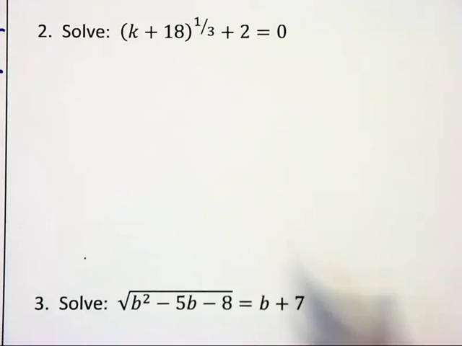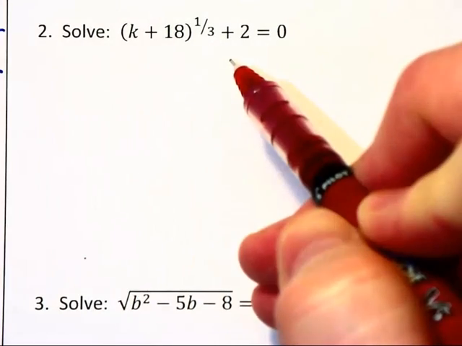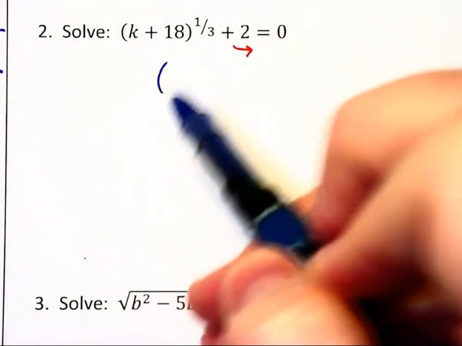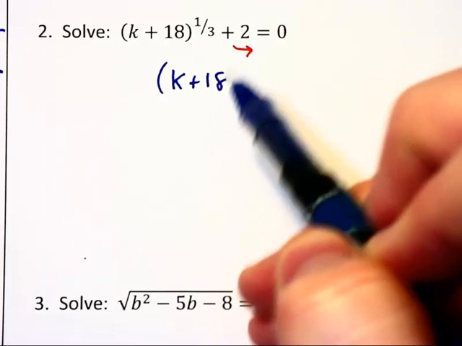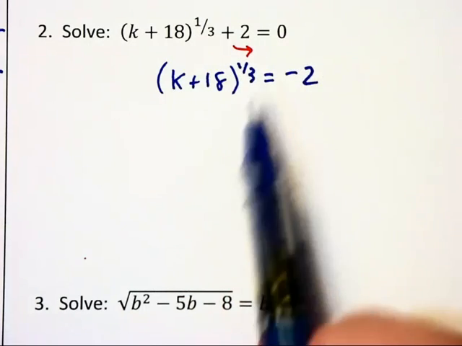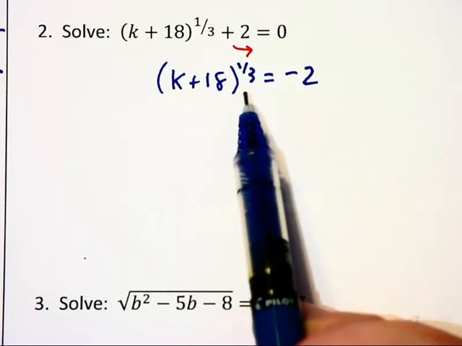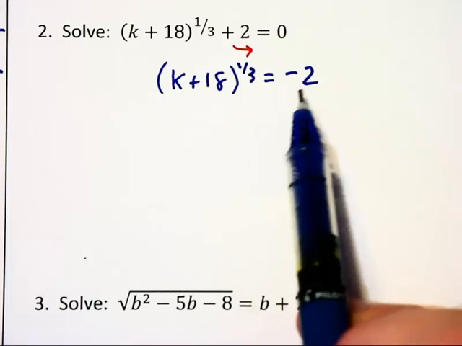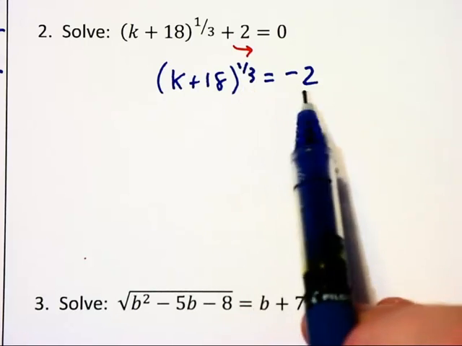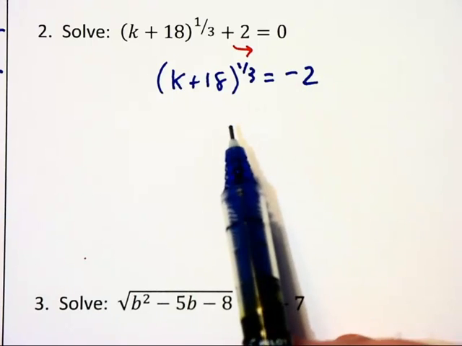This second problem has a 1/3 power, which is like a radical. What we're going to do is subtract 2 on each side. When we do this, we now have k plus 18 to the 1/3 power is equal to negative 2. Notice a cube root is allowed to equal a negative. If this had an even denominator equal to a negative, that would be an even root radical equal to a negative, and that would have told me right off the bat no solution. But as is, we're okay.